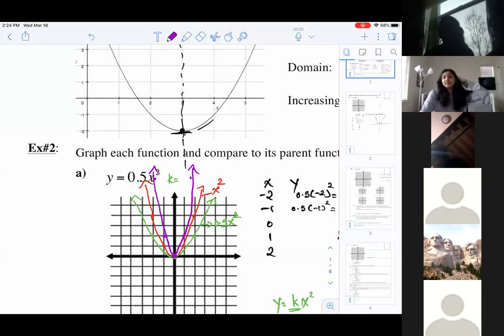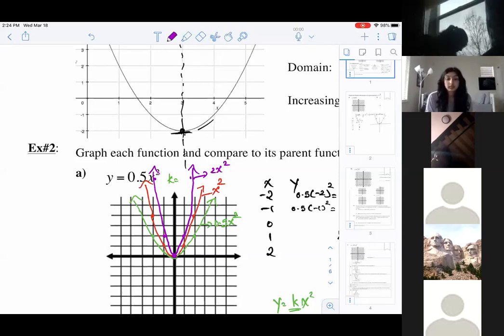Which one is the purple one? The 2x squared. Correct, 2x squared. So the red one is y is equal to x squared, which is the parent function. The green one is our 0.5x squared, which is like a wider one. And then we have the purple one, which is 2x squared, which looks much steeper and very close to the y-axis, correct? Yeah.